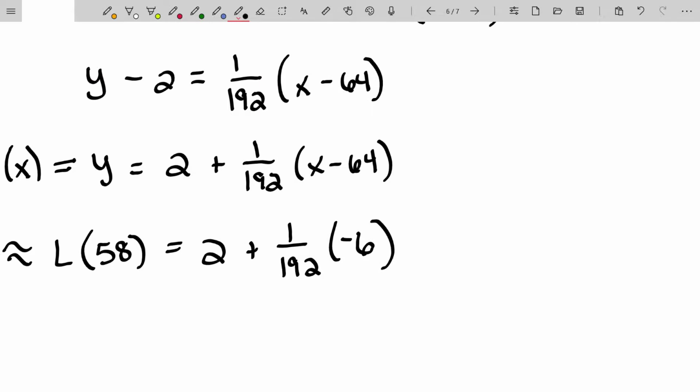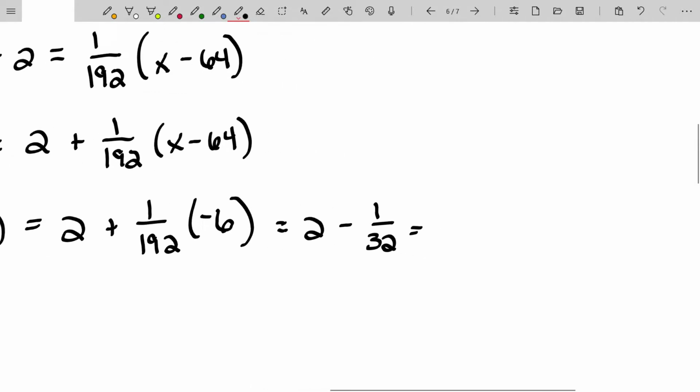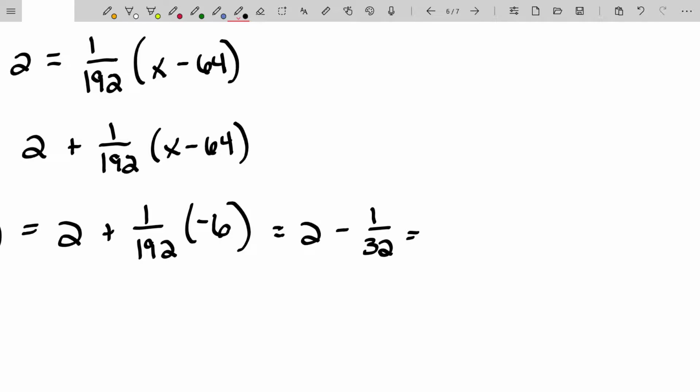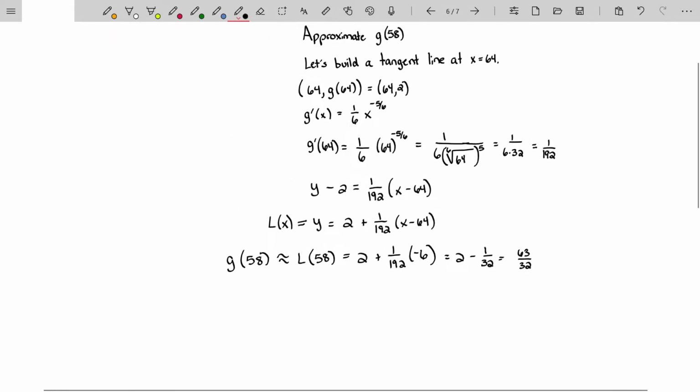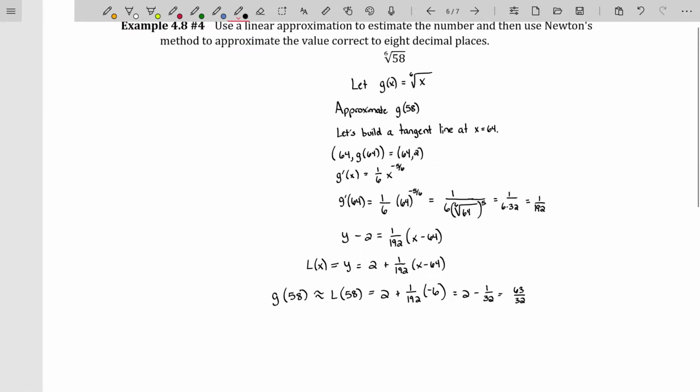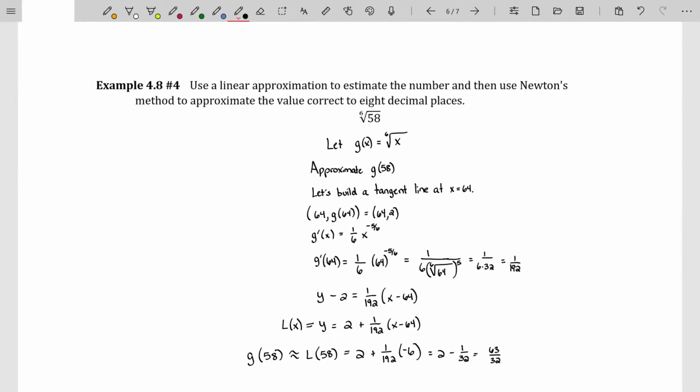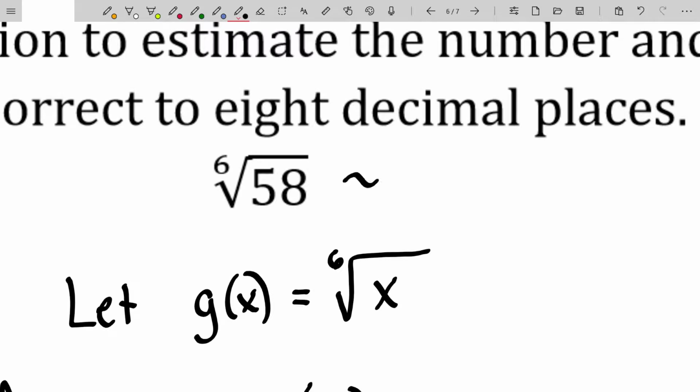And now I'll start reducing. Let's see. Oh, that is completely divisible by 6, actually. That's going to be 2 minus 1 over 32. Or in other words, 64 over 32 minus 1 over 32, which is 63 over 32. Okay. So we get that value for the 6th root of 58. That's the approximate value for it. The 6th root of 58 is 63 over 32, roughly.